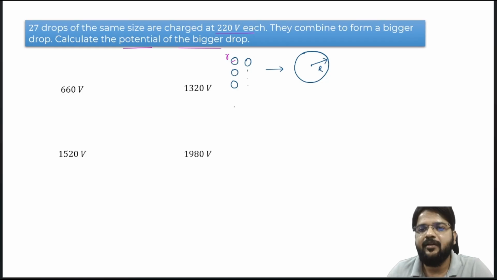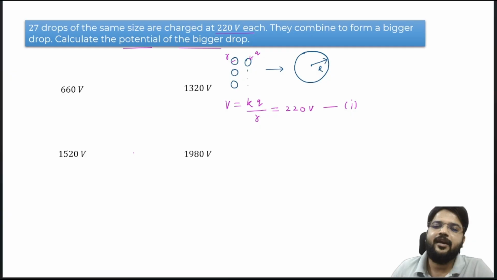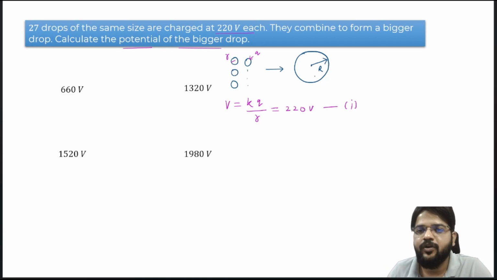Okay, if I write the potential of the small drop, it can be written as V equal to kq by r. I am assuming the charge present on each drop is q, so it is kq by r, and it should be equal to 220 volt according to the question, correct? All right, and let's suppose this is equation number 1. Now the second relation between capital R and small r we will get if we compare volume, correct? So the volume of 27 drops and the volume of the big drop should be the same because volume is conserved here.